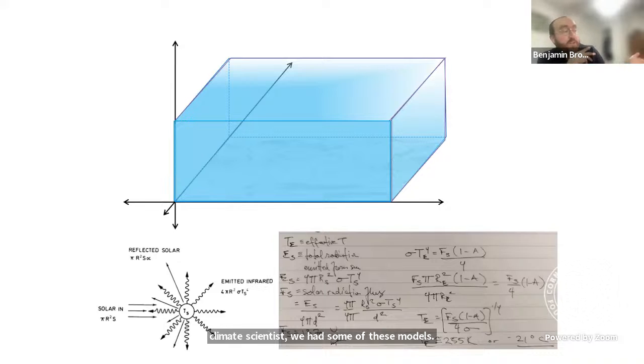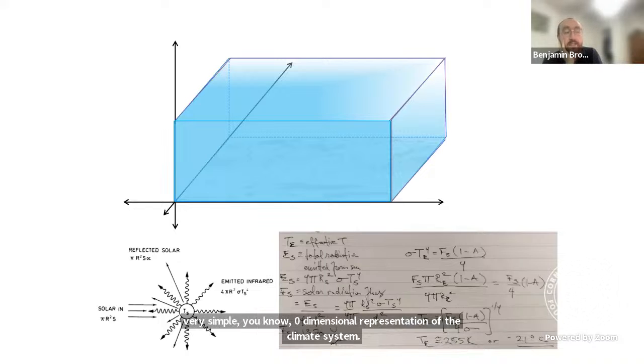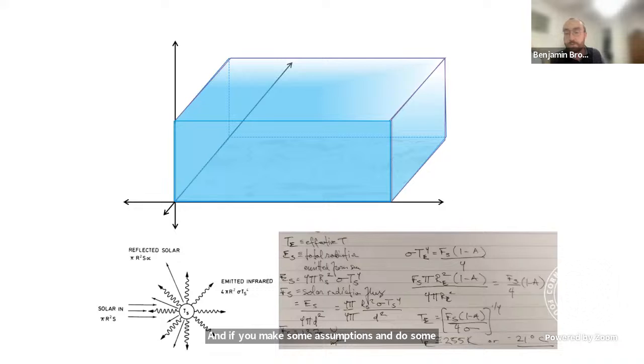And the assumptions for these are that radiation comes in from the sun, some bounces off the Earth or the clouds, some is absorbed by the Earth, and then some is retransmitted. The Earth warms up and retransmits out to space. A very simple, zero-dimensional representation of the climate system. If you make some assumptions and do some measurements, you can very quickly get an estimate of what the surface temperature of the Earth should be.